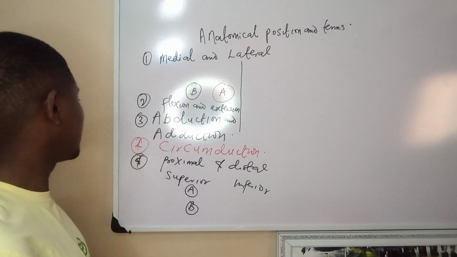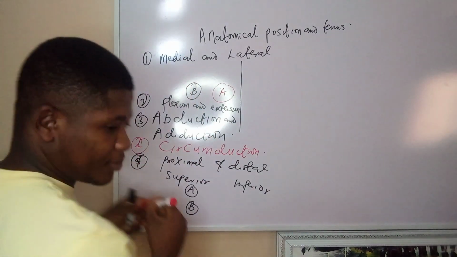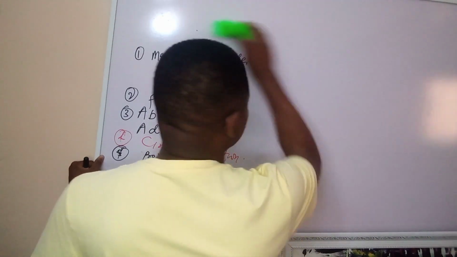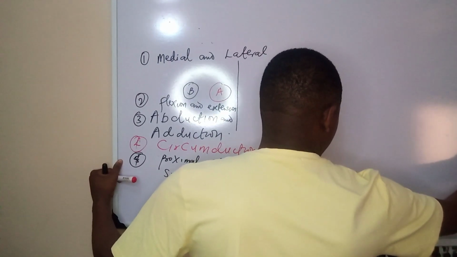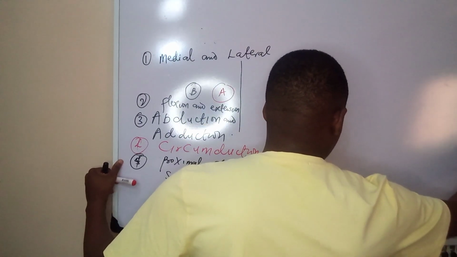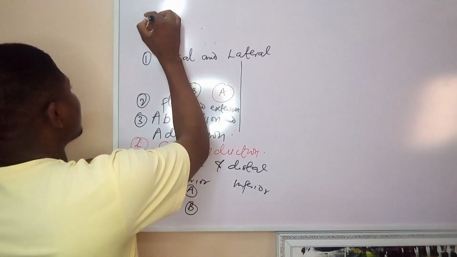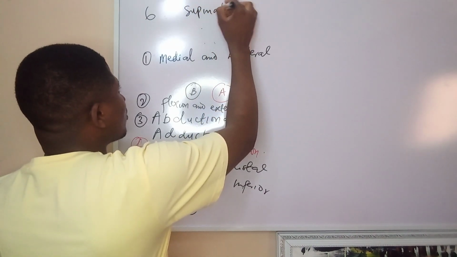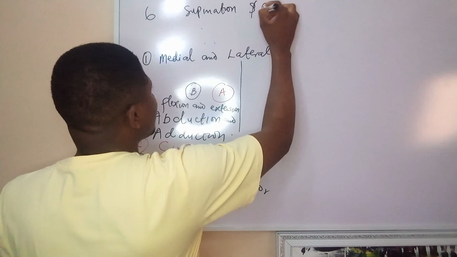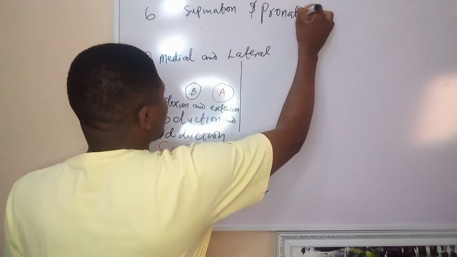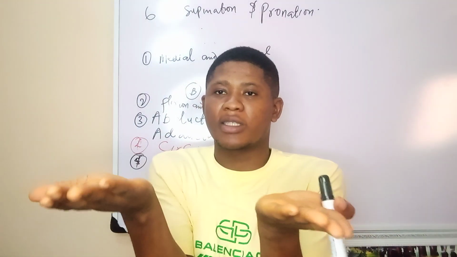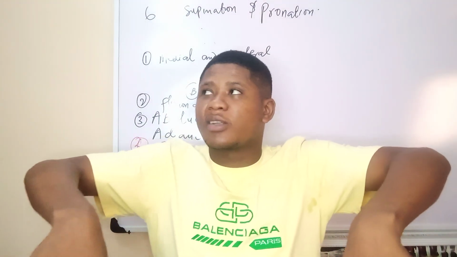Then the last but not the least, let me finish up here. Number 6 is supination and pronation. So supination is when the palm is up. Look at it. Then pronation is when it's down. Do you understand? Very simple.